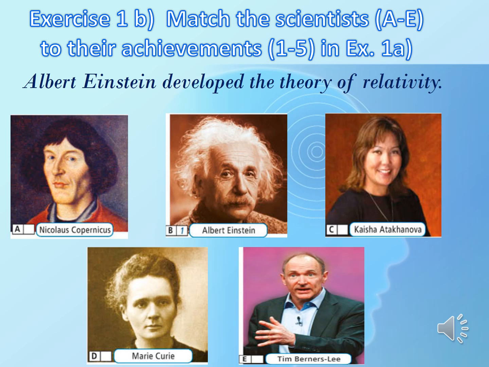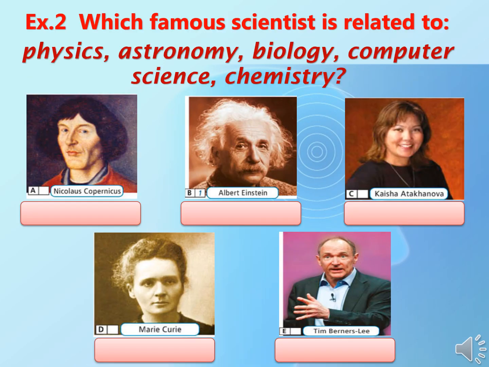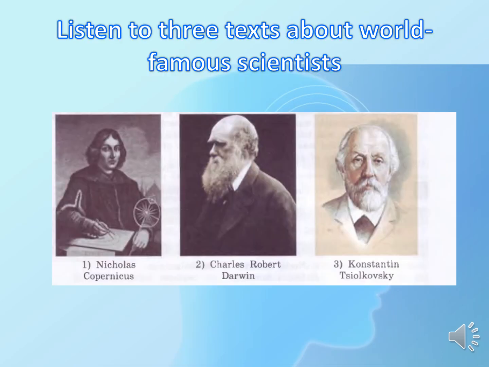Exercise 1B. Match the scientists A-E to their achievements 1-5 in exercise 1A. Next task, exercise 2. Which famous scientist is related to physics, astronomy, biology, computer science, and chemistry? Step 2, number 60. Listen to the 3 texts about world-famous scientists and do the task from your textbook.